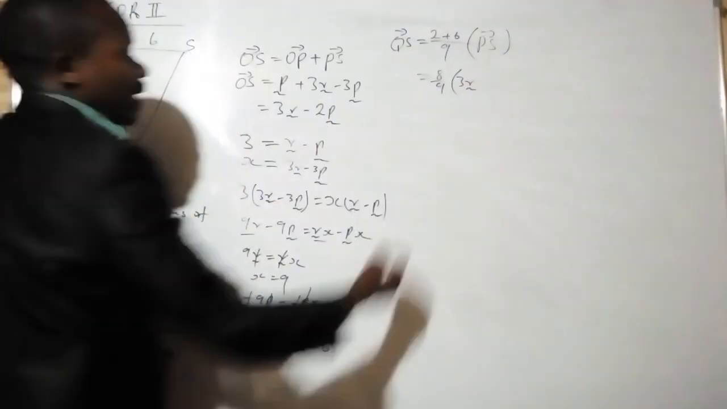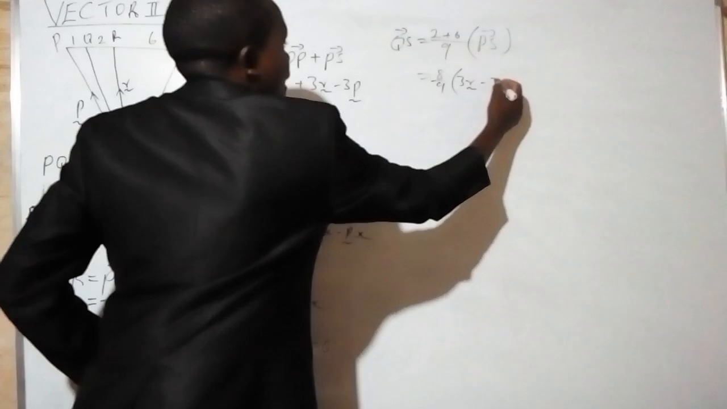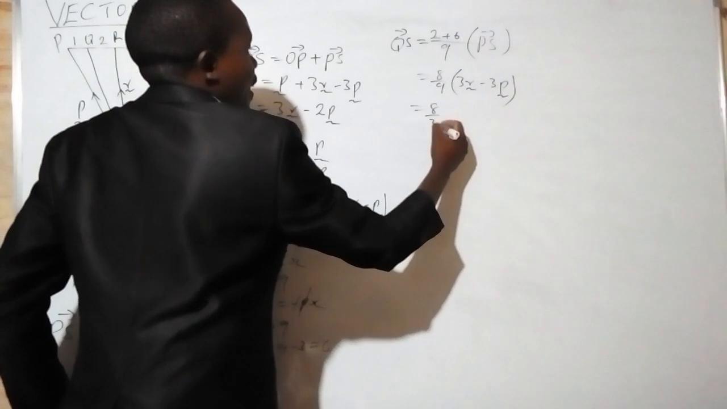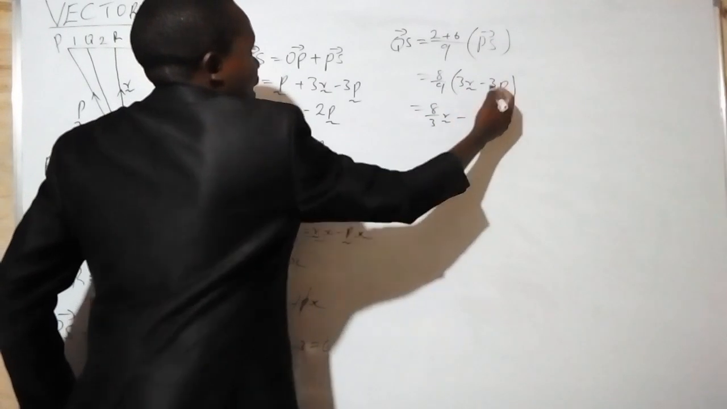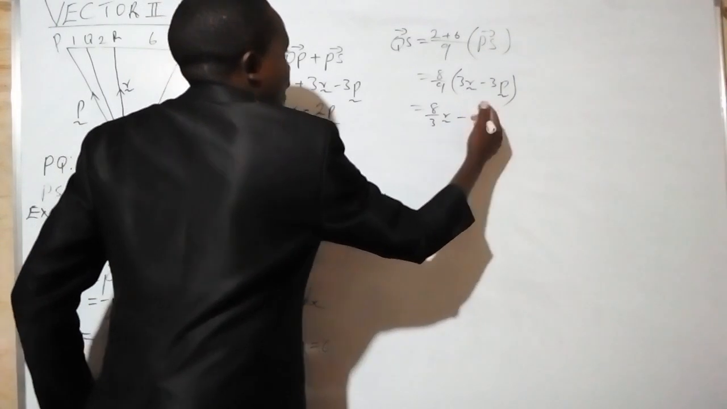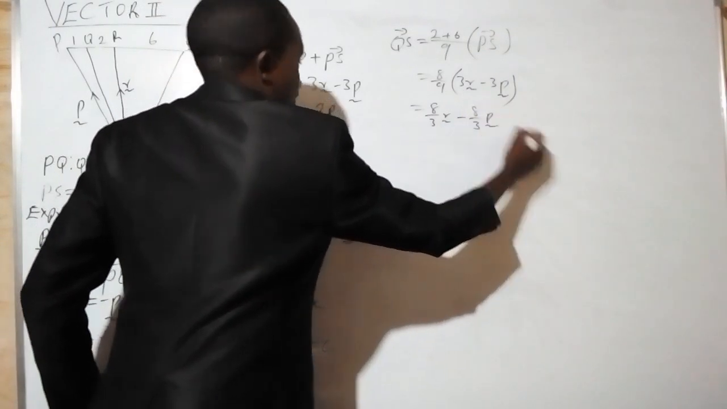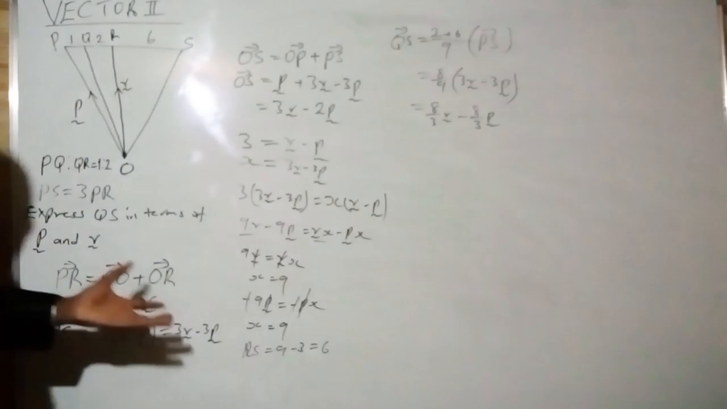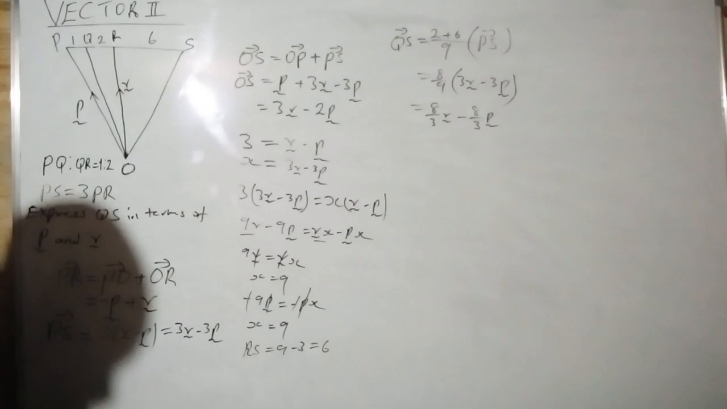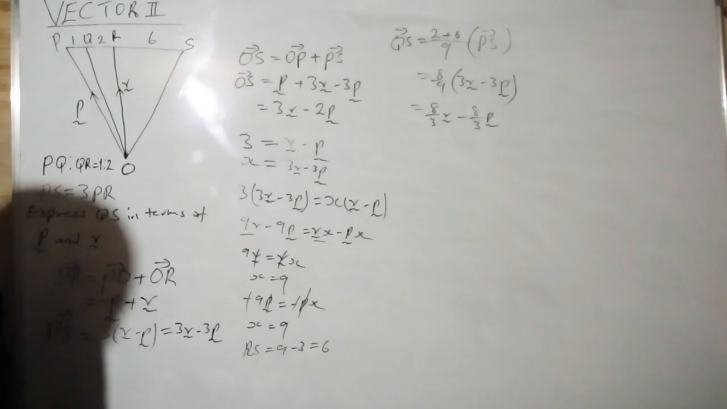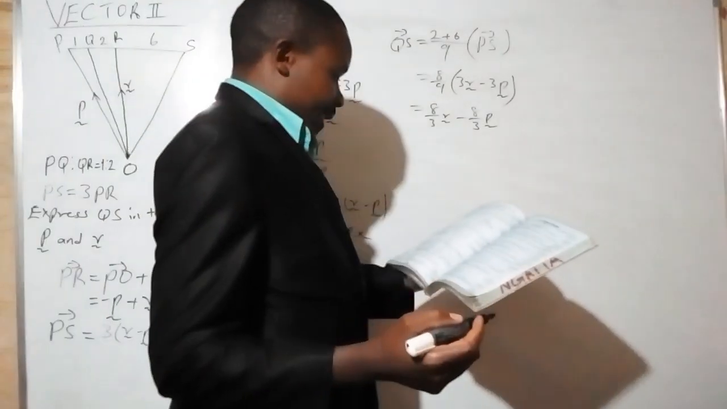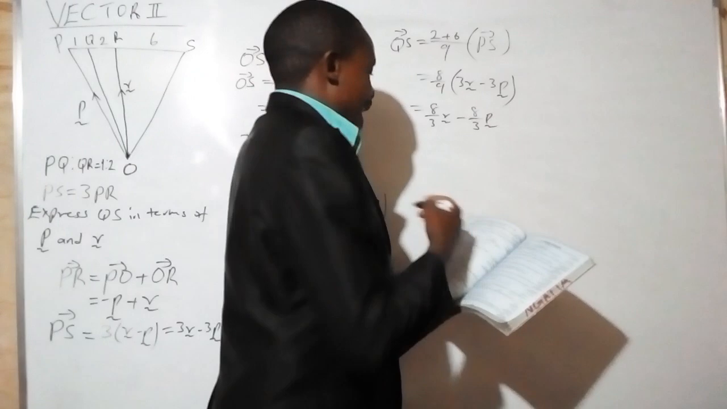Open the bracket by 3, 1 by 3, 3 to get 8 over 3 vector R minus 1 by 3, 3, 8 over 3, 8 all over 3 vector P. That's what the examiner wanted us to do. That is that. You can proceed to another question.